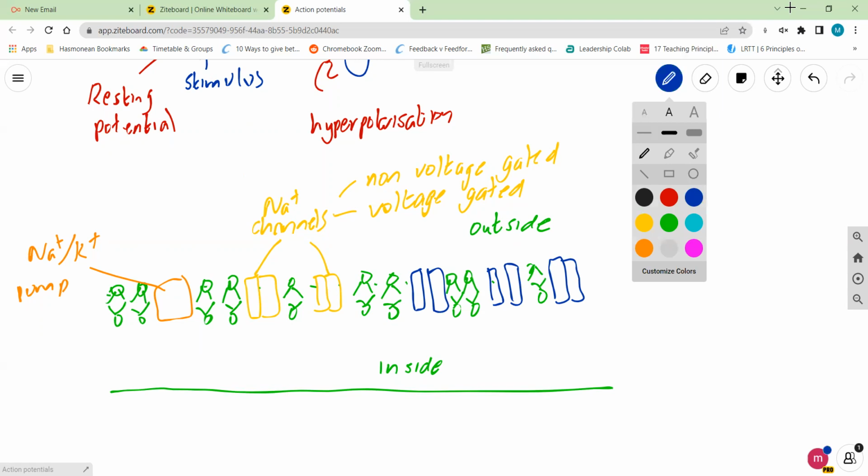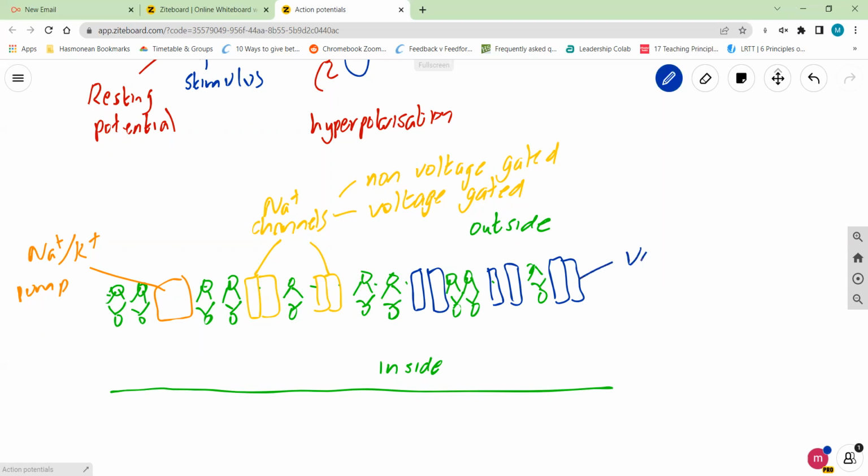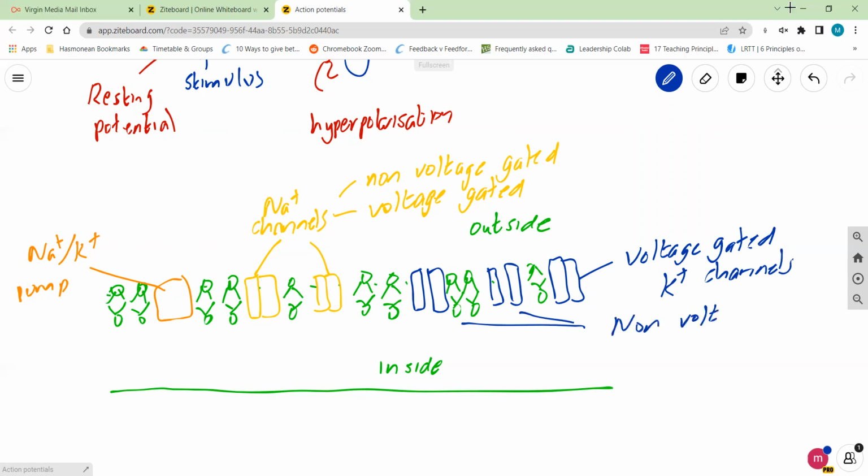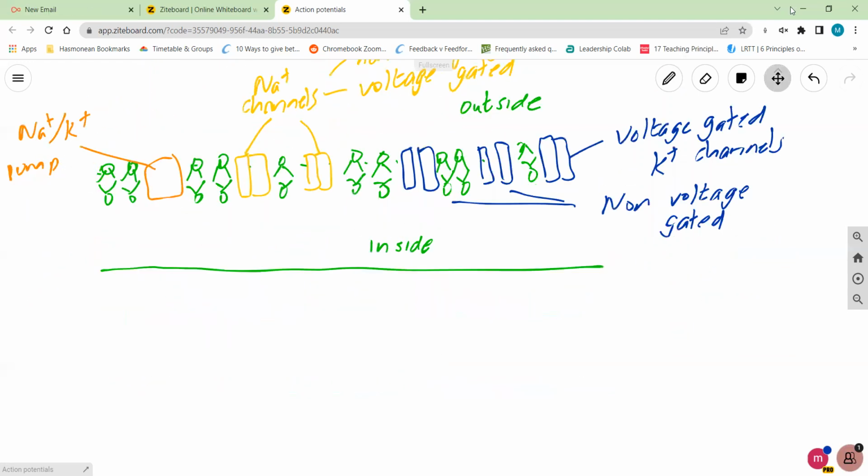And again, some of these are voltage gated. That means they will open in response to certain voltages. But these are potassium channels. And some of them, like these two over here, are non-voltage gated. Okay, so let's think about what happens in the formation of our resting potential. So that's what we're looking at here, our resting potential and how we get there.